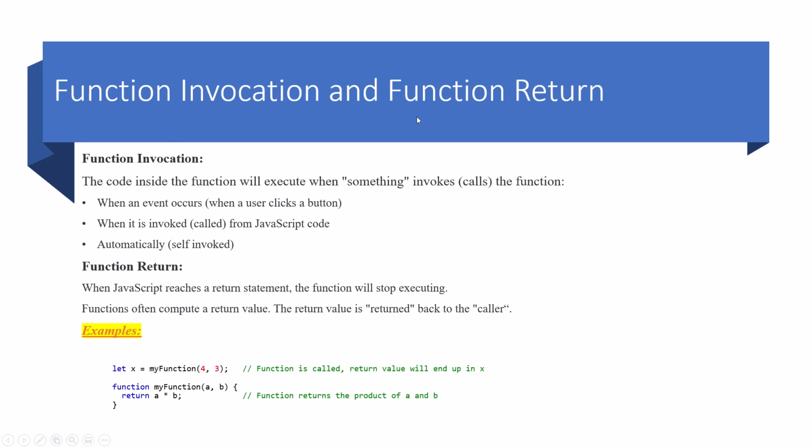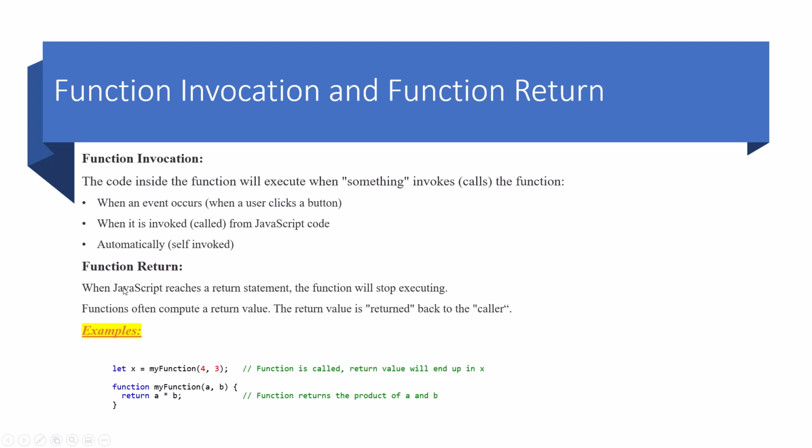Next is function invocation and function return. For function invocation, the code inside the function will execute when something invokes or calls the function. That something is when an event occurs, meaning the user clicks on any button or link, then function invocation occurs. We can also directly invoke the function from JavaScript code. And there are some functions which are self invoked, meaning they automatically get invoked. So this is nothing but function invocation.